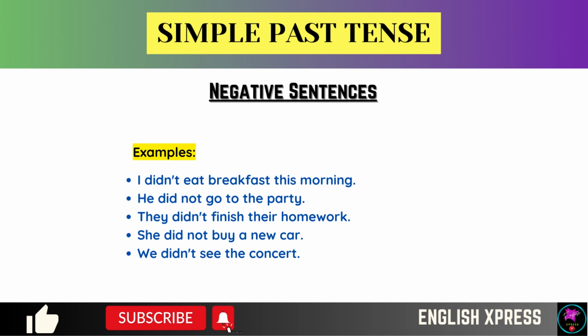Examples: I didn't eat breakfast this morning. He did not go to the party. They didn't finish their homework. She did not buy a new car. We didn't see the concert.